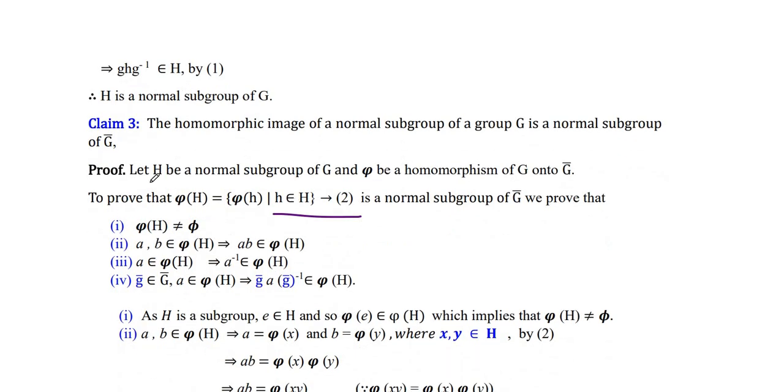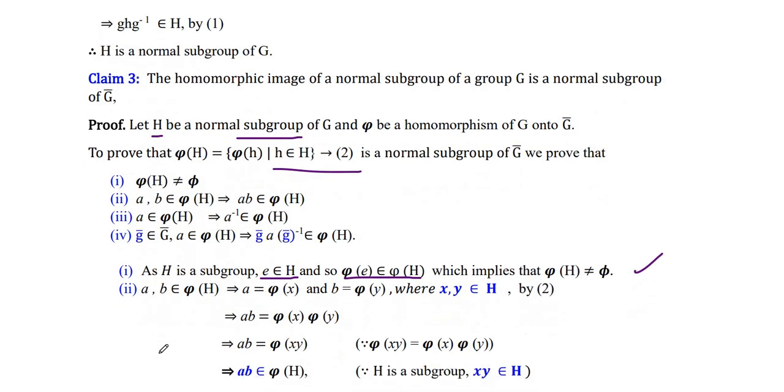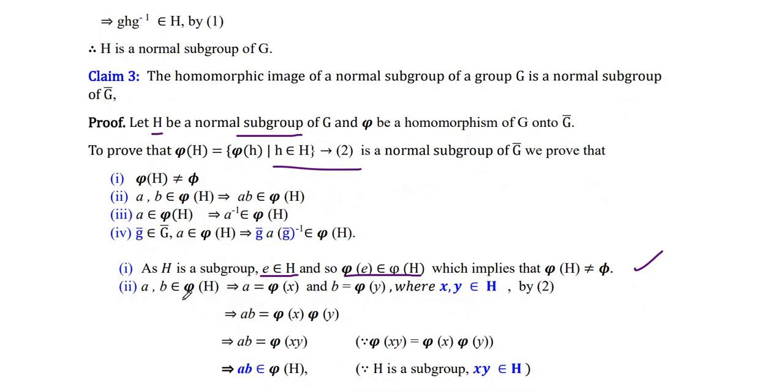Now, in this part we are given H to be a normal subgroup. So, being a subgroup, e must be there in H. If e is in H, phi of e will be there in phi of H. So, that shows that there is an element in phi of H, and therefore phi of H is non-empty. And for the second part, we shall consider a, b to be two elements in phi of H. So, that means a can be written as phi of x and b can be written as phi of y, where x and y are from H. Because these are considered in phi of H, we can write like this. Now, we will consider a into b, that is phi of x into phi of y. So, that is phi of xy, because phi is a homomorphism.